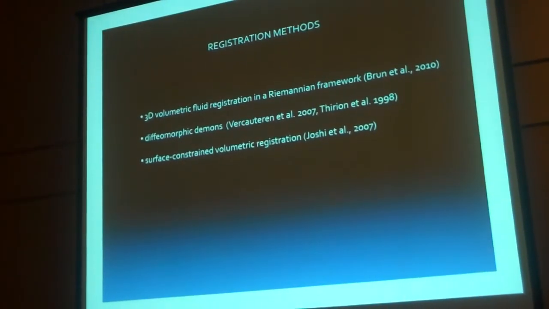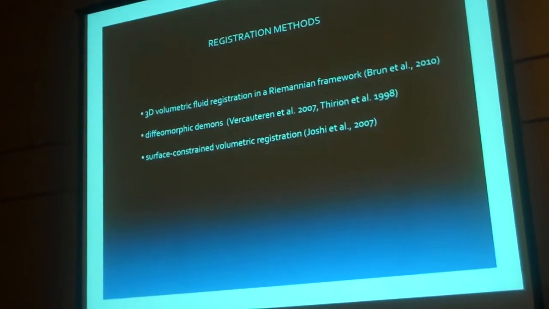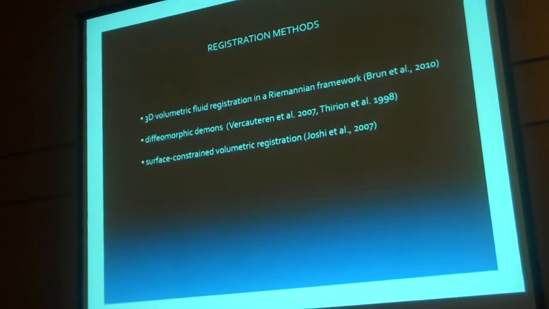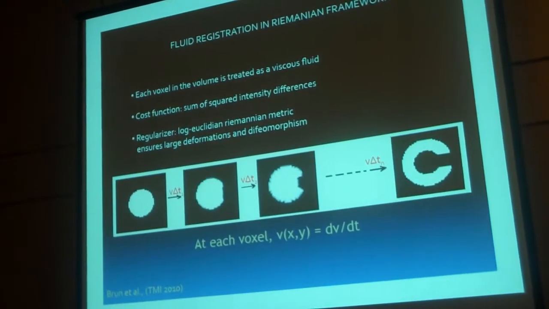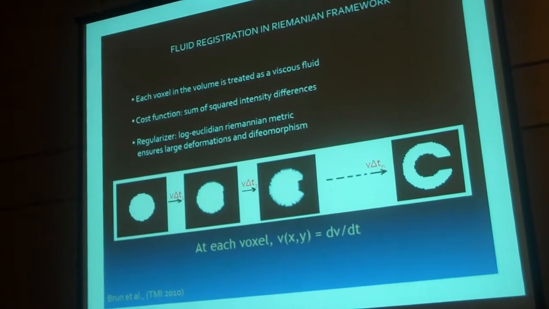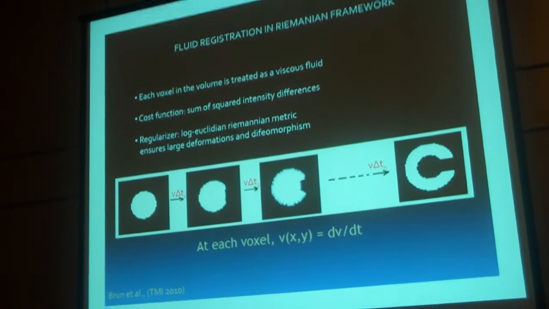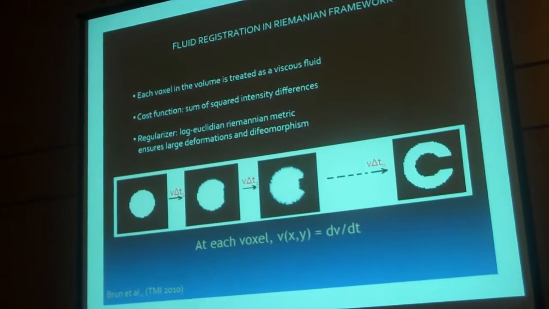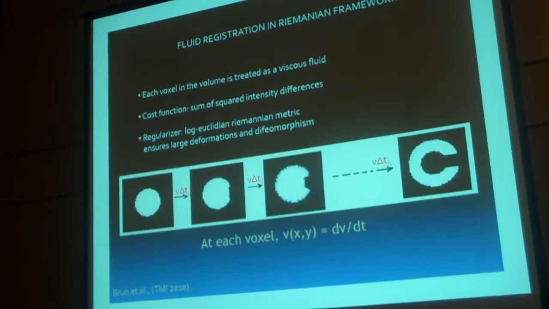Again, as for the registration methods that we use, I'm going to shortly explain each of them: a three-dimensional volumetric fluid registration, diffeomorphic demons, and the combined surface volumetric registration. The fluid registration that we used is a common fluid registration, where we model each voxel in the volume as a viscous fluid. In this particular fluid registration, the cost function is the sum of squared intensity differences, and the regularizer is a log Euclidean variation in our Riemannian metric.